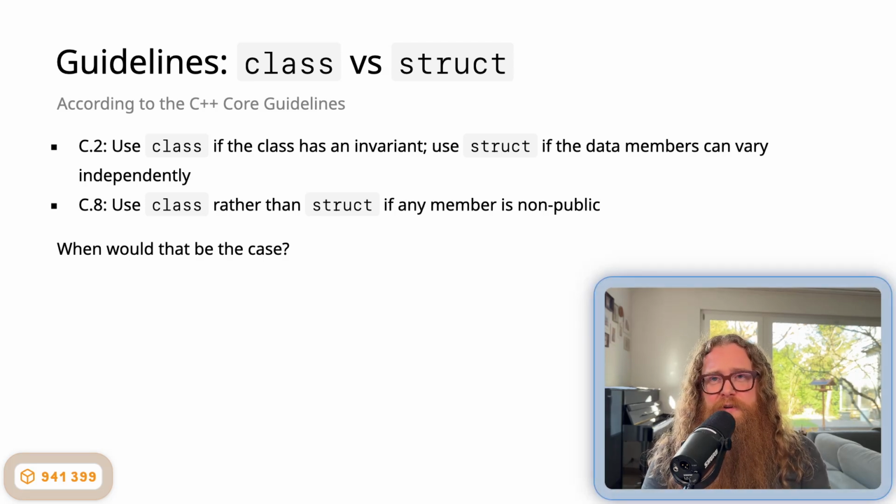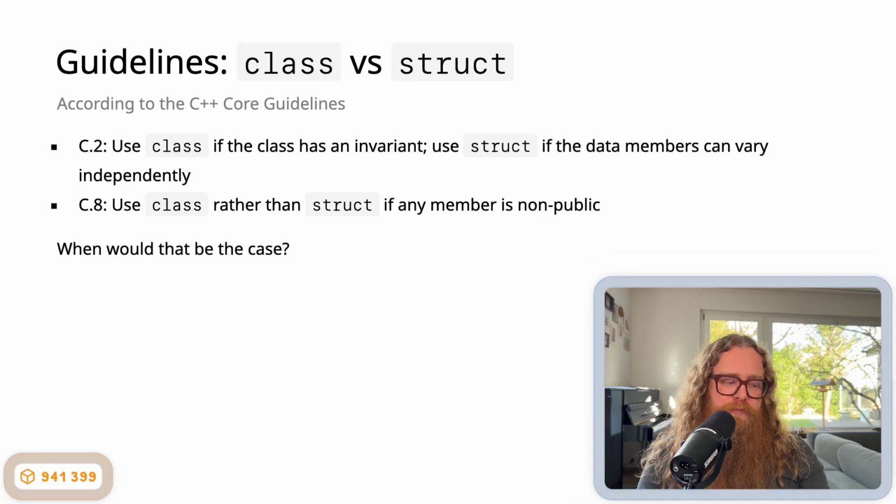So the question remains, when should we actually use a class and when should we use a struct? The C++ Core Guidelines mention this in two places. There is C2. It says use class if the class has an invariant and use struct if the data members can vary independently. I'm not happy with that guideline, but I will show you why. And the second guideline is use class rather than struct if any member is non-public.